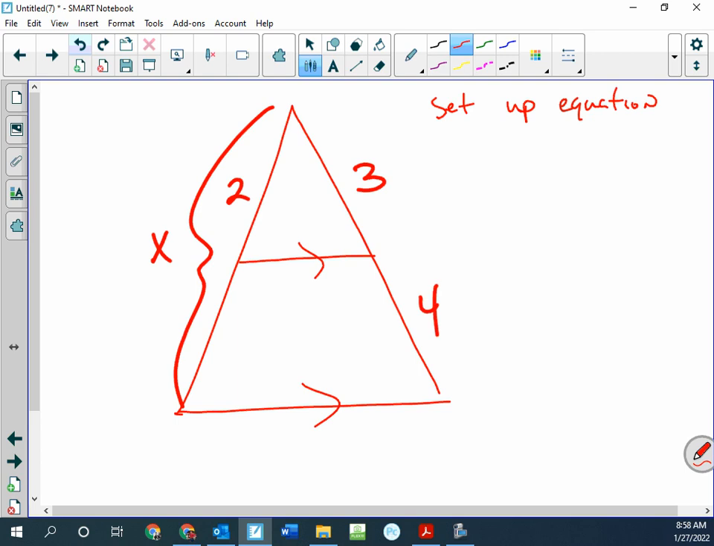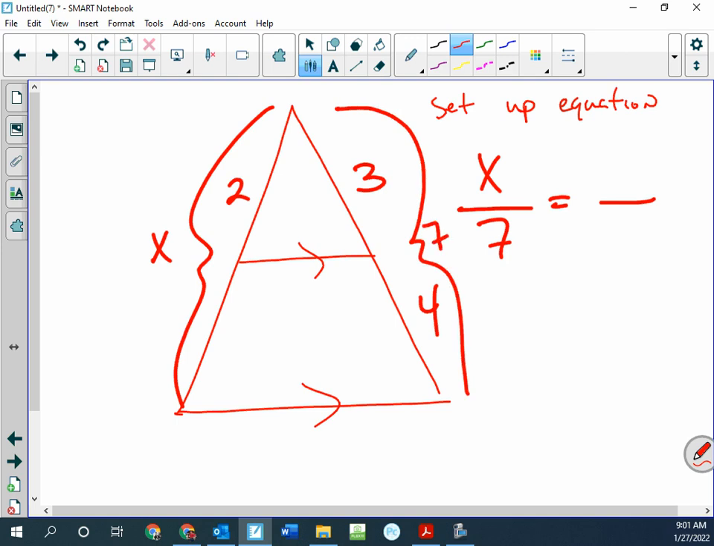Okay, let's try this one. So we could do x over 7, okay? So 7 is the full side here, and so is x. So we're going left to right, big side to big side. So we need to go left to right, 2 over 3. And there's more than one right answer for this, but x goes with 7, x also goes with 2. So this one would work.